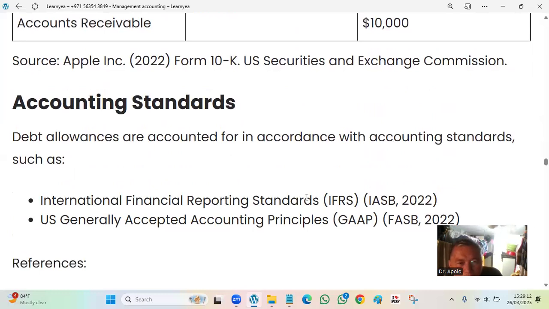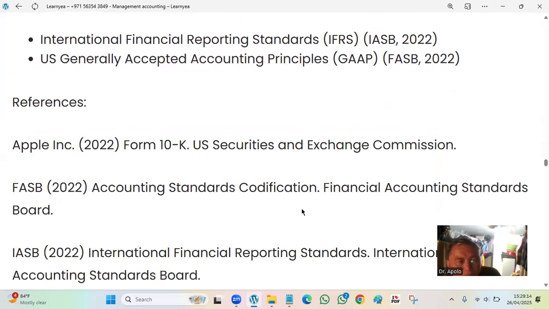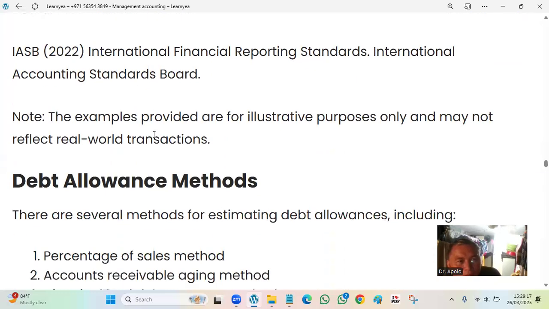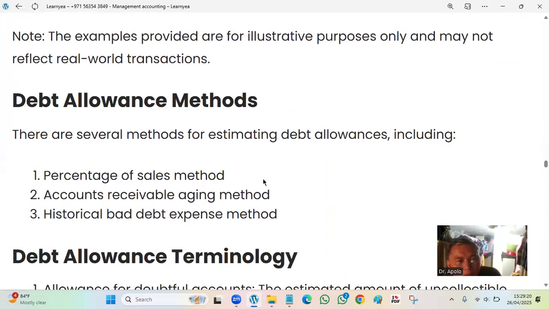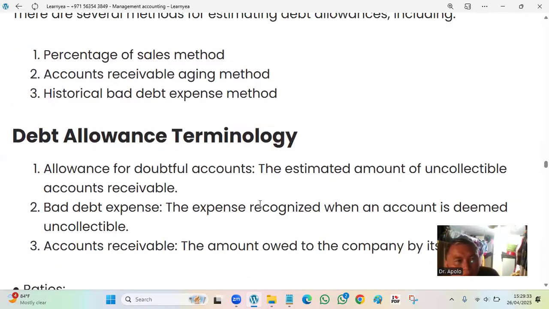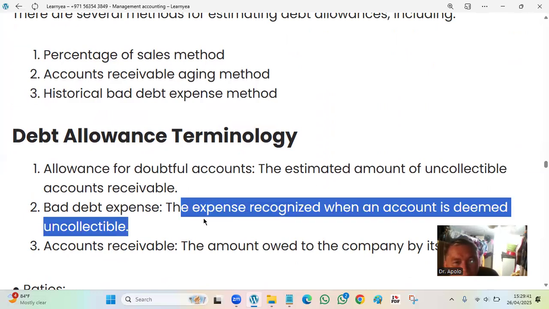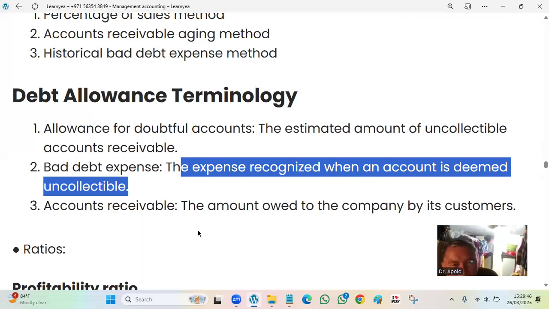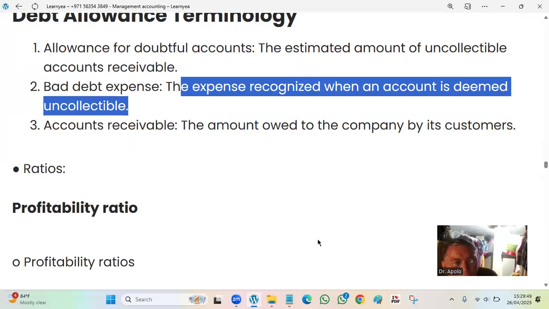Accounting standards, IFRS and US GAAP. That is our reference. So there are methods of debt allowance: the percentage of sales method, accounts receivable aging method, historical bad debt expense method. So the allowance terminology is like this one. Allowance for doubtful accounts, the estimated amount of uncollectible accounts receivable. Bad debt expense, the expense recognized when an account is deemed uncollectible. Accounts receivable, the amount owed to the company by its customers.